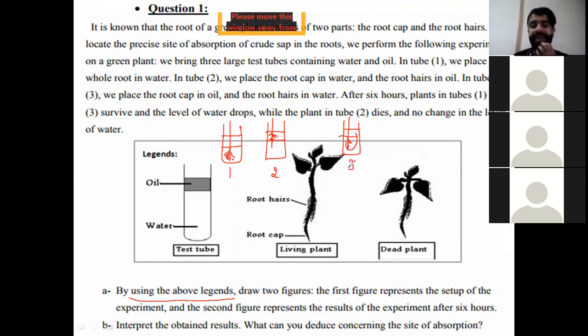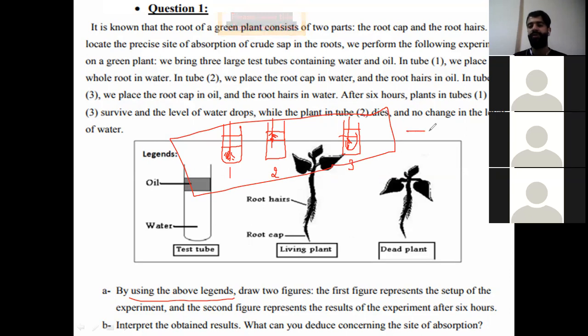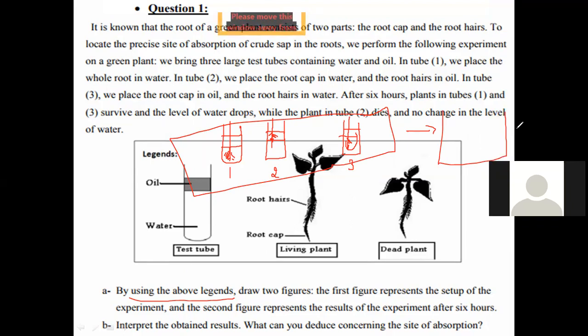After 6 hours, plant tubes 1 and 3 survive while plant 2 dies. No change in the water level. So draw the figure representing the obtained result and the conditions. First you have to put the conditions. Every figure should be drawn inside a box, and you have to give it a title, put arrows, and draw the results for the 3 tubes. Interpret. What is interpret? It's analyze plus indication.